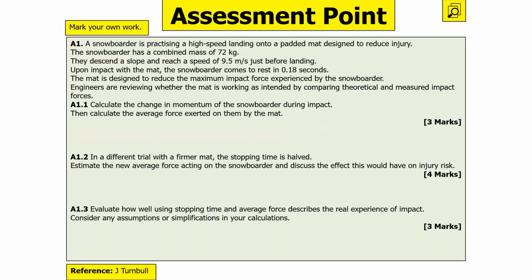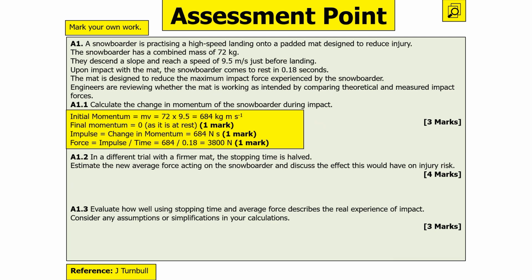Okay, so we know the initial momentum is mass times velocity, 72 times 9.5, so it's 684 kilogram meters per second. Our final momentum is 0 because it's at rest, so our impulse is the change in momentum and is 684 newton seconds. Force is impulse over time, 684 over 0.18, 3,800 newtons.